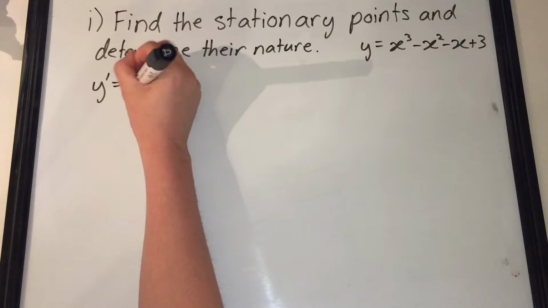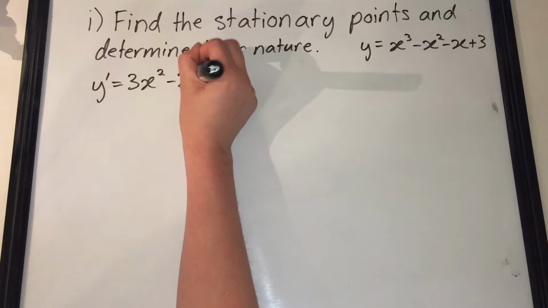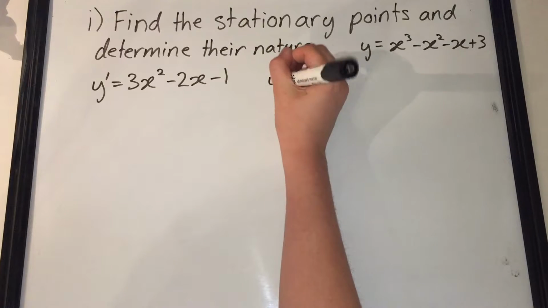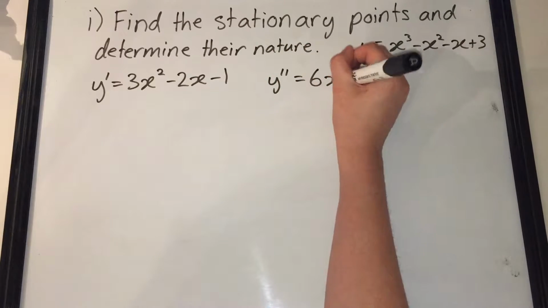We'll start by deriving, just by timesing the indices and minusing one off. We'll double derive as well, just so we can make sure we are ready for the next part of the question.